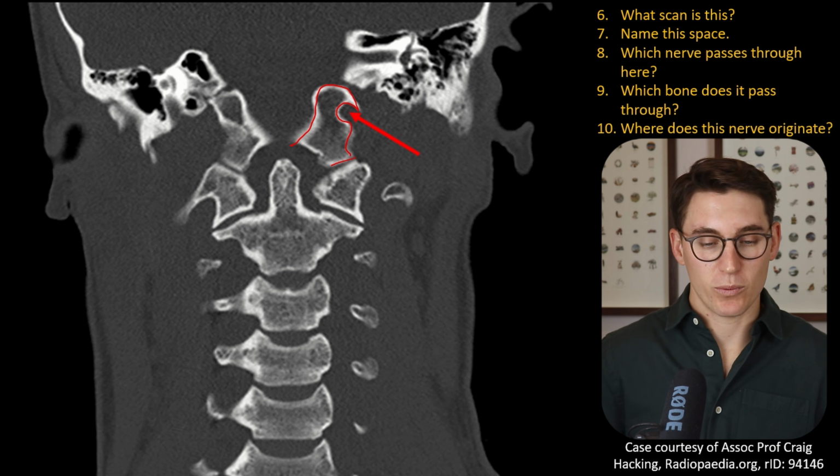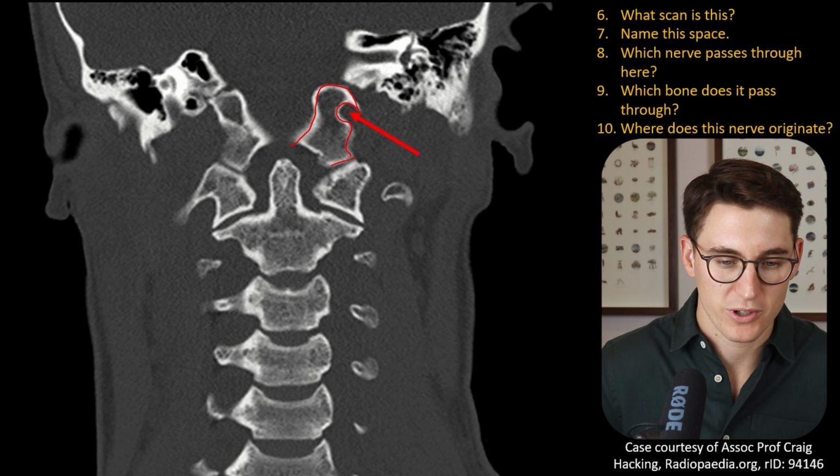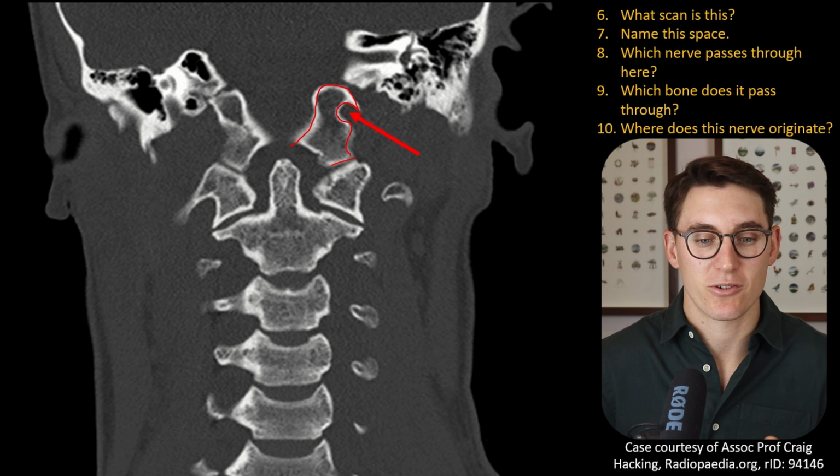Now, we asked to identify which bone the hypoglossal canal goes through, and I've asked you this question because this is something that people get wrong often.